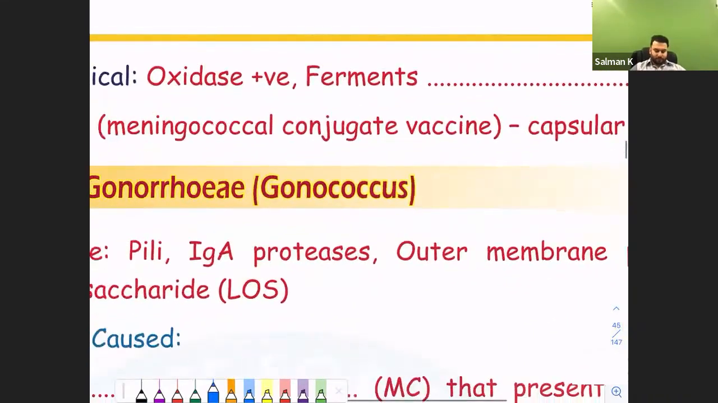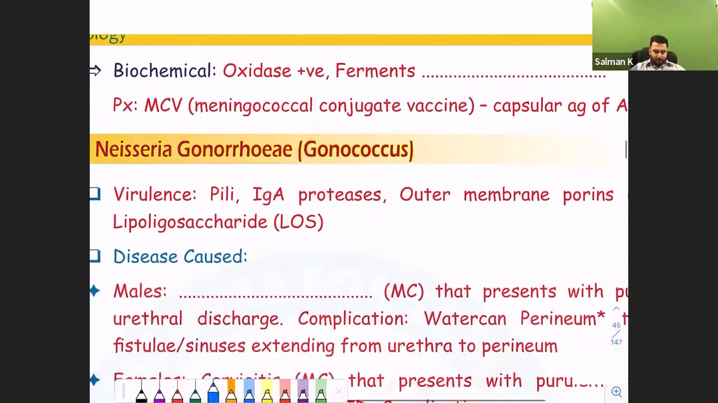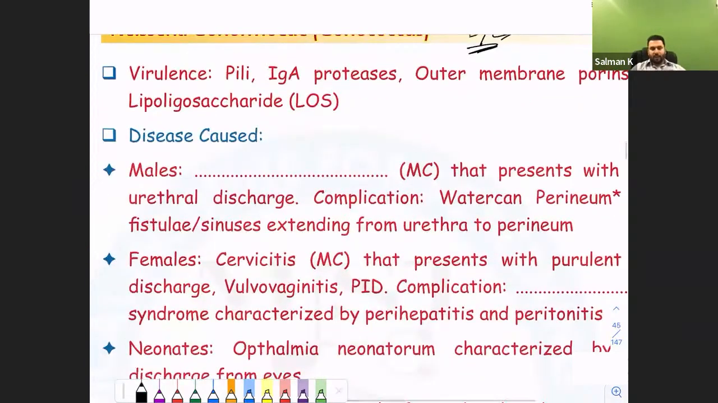Next thing, if we move from here, Neisseria gonorrhoeae is just going to produce discharge. Okay, Neisseria gonorrhoeae is going to produce a discharge. If it's a male, the discharge is due to urethritis, which presents as a purulent discharge from the urethra.